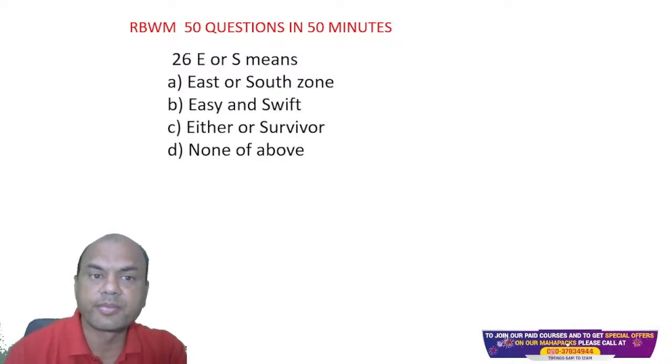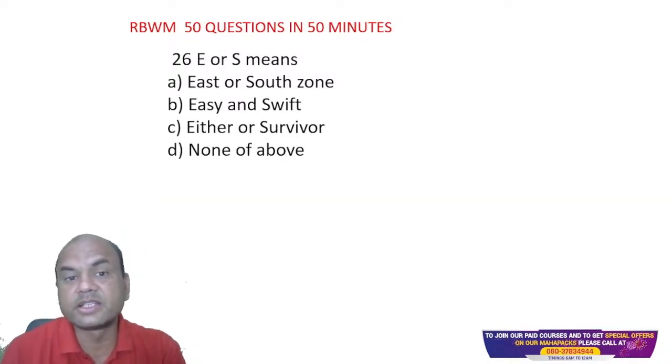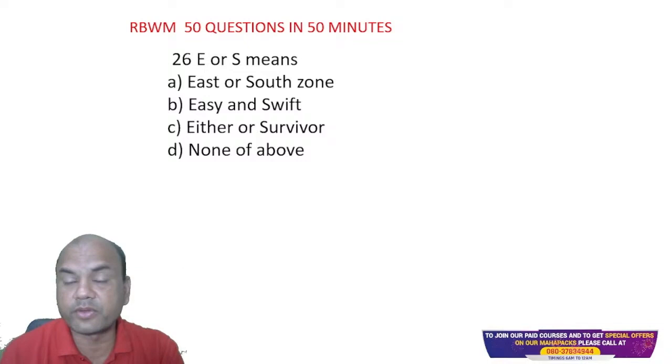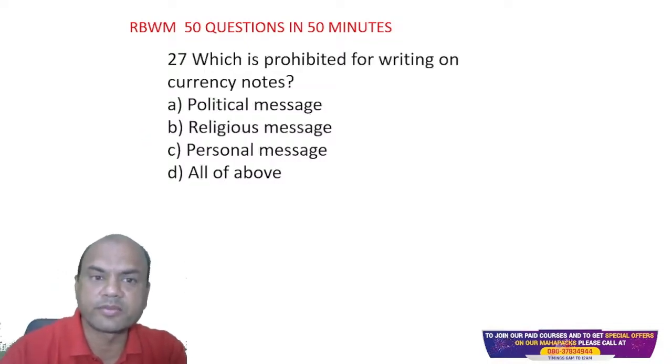ERS means, in a savings account we have this ERS. Options: East or South, East, Easy and Swift, either or Survivor, none of the above. What is the answer? ERS means what? Comment section. Let me see the comment section. Yes, fast. We have to be fast now. See, either or Survivor.